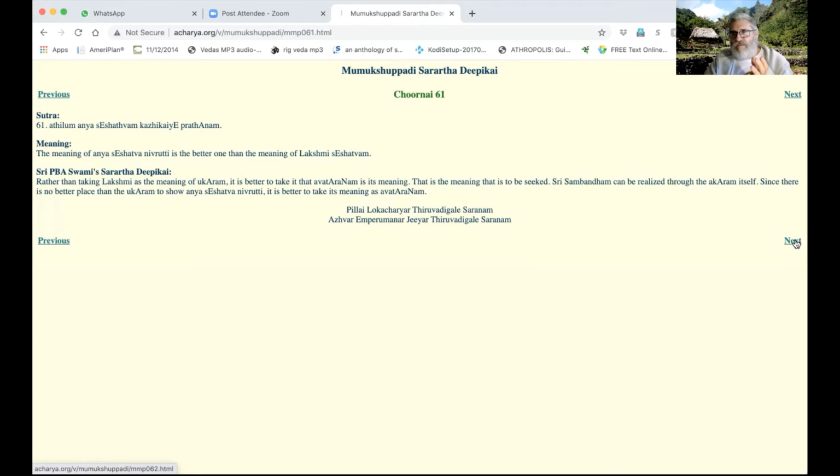Since there is no better place for the Ukaram to show Ananya Sheshatva Nivritti, or exclusive service to the Lord and not to any others, it is better to take that meaning. Okay, so going back, Sutra number 62.